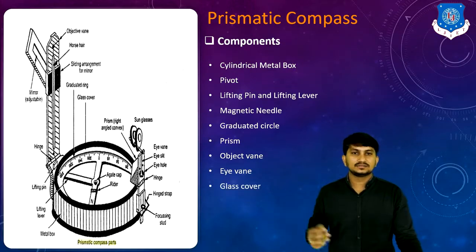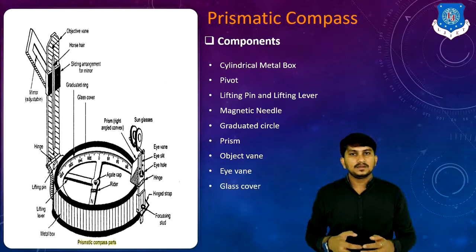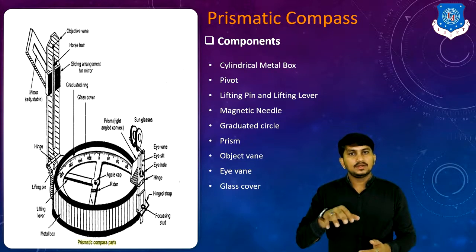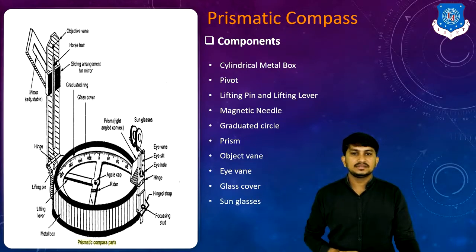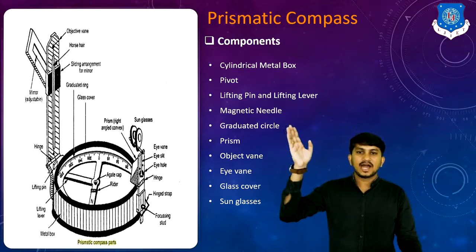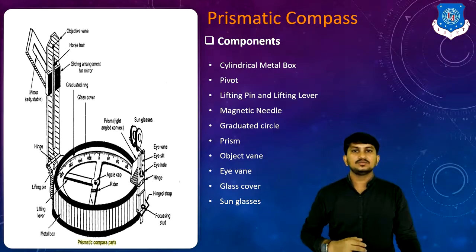Next is the glass cover. It protects the magnetic needle and graduated disc from the top so that they can be seen from the top. Next are the sunglasses. You can clearly see the sunglasses above the eye vane, which are used to see luminous objects while surveying.